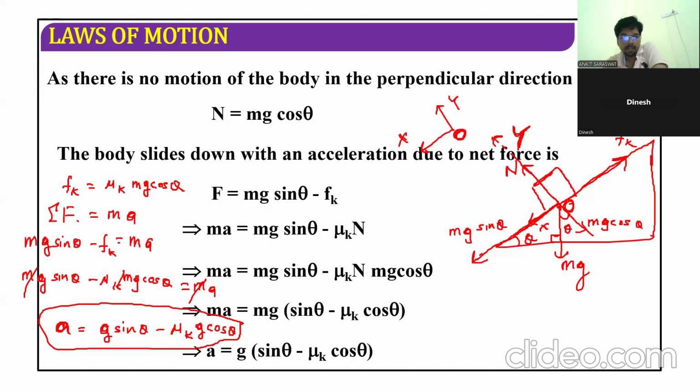Same thing I have written. Is it clear? I think you got this relation: a is equal to g sin theta minus mu k g cos theta.